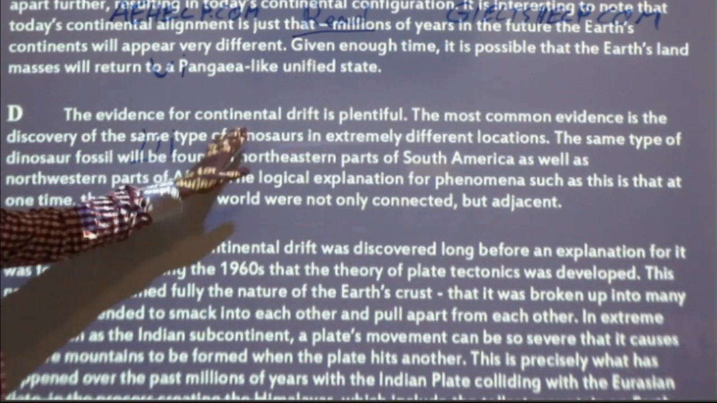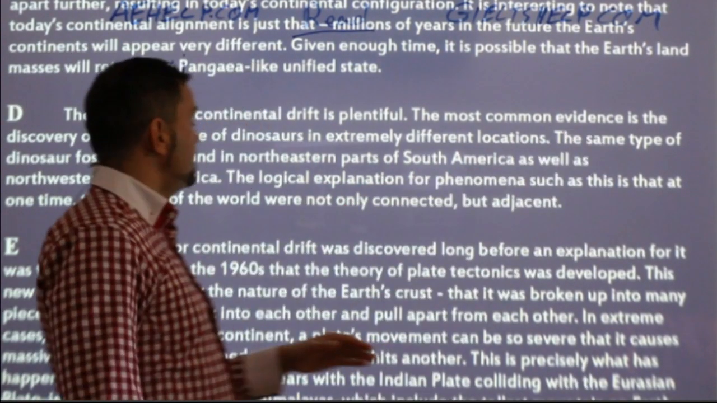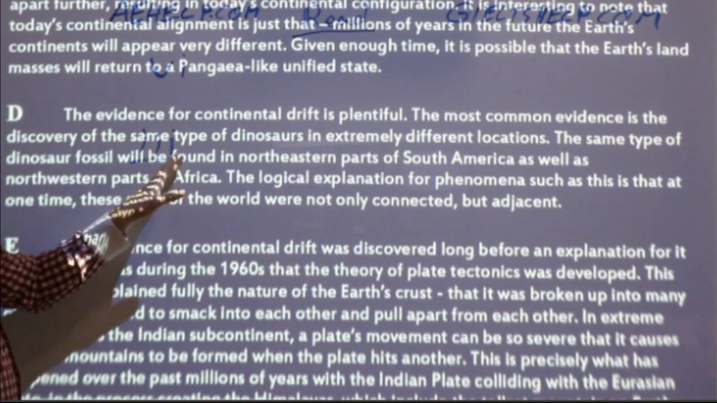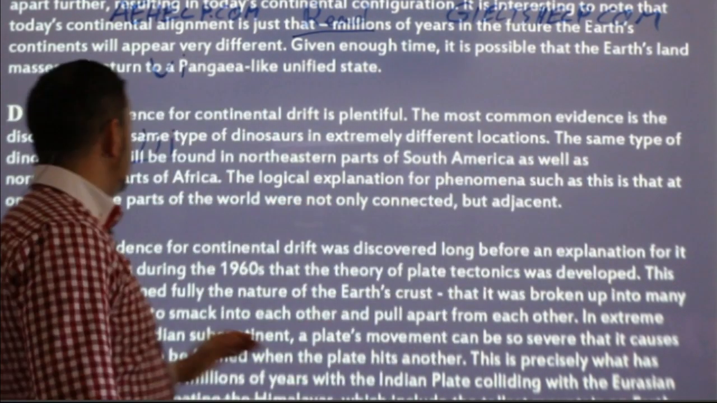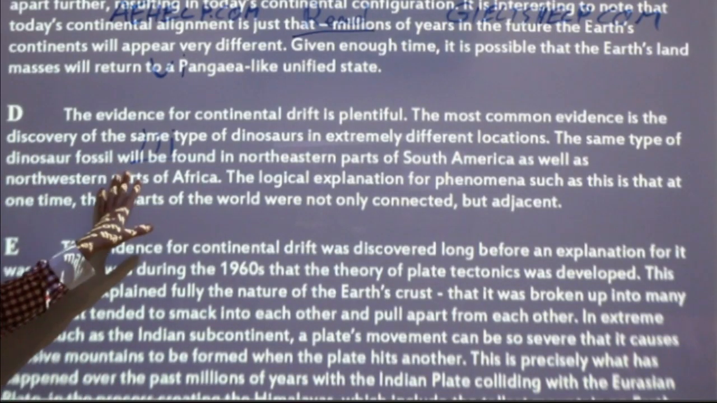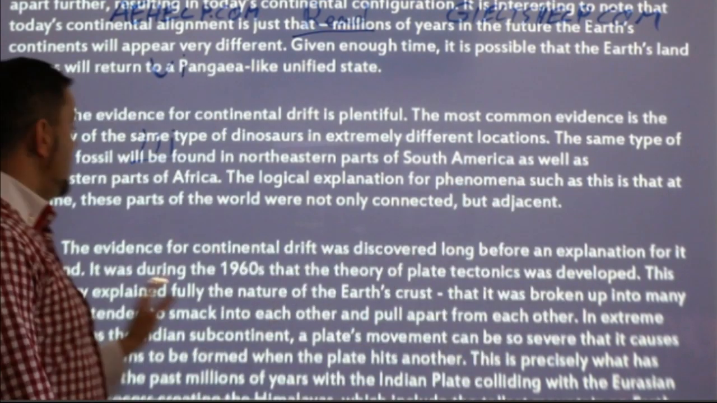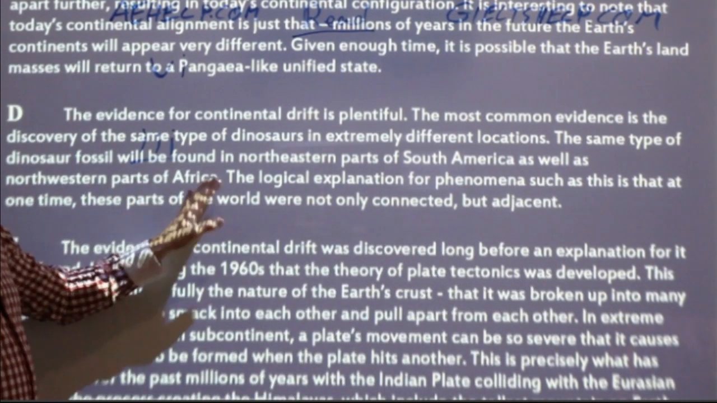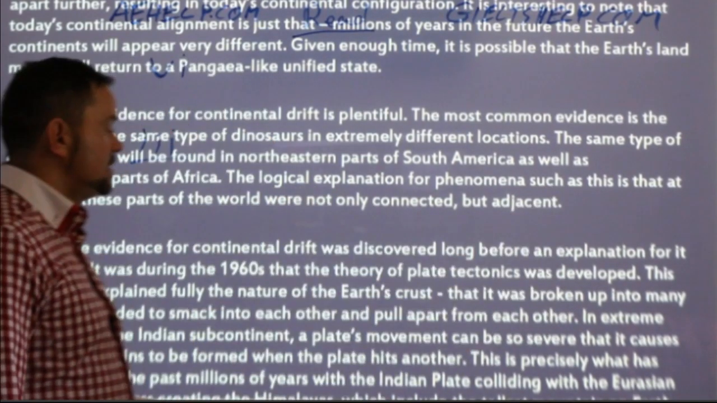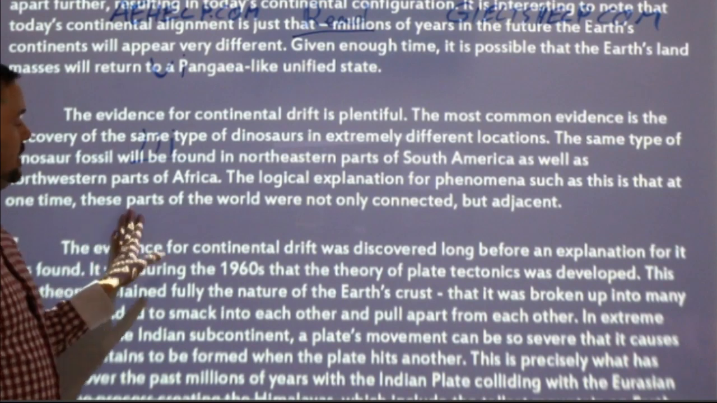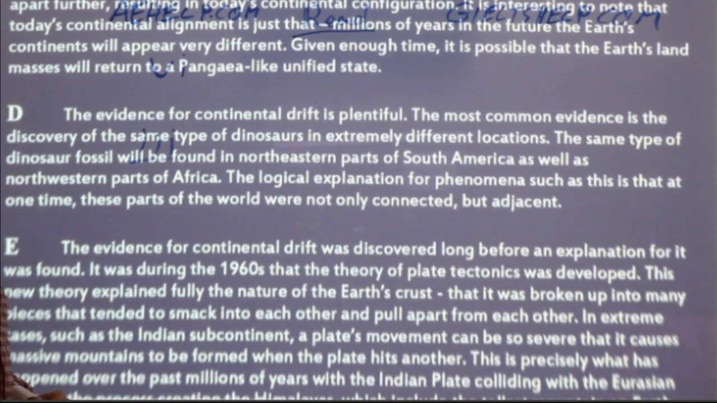The evidence for continental drift is plentiful. The most common evidence is the discovery of the same type of dinosaurs in extremely different locations. The same type of dinosaur fossil will be found in northeastern parts of South America as well as northwestern parts of Africa. The logical explanation for phenomenon such as this is that at one time, these parts of the world were not only connected, but adjacent.